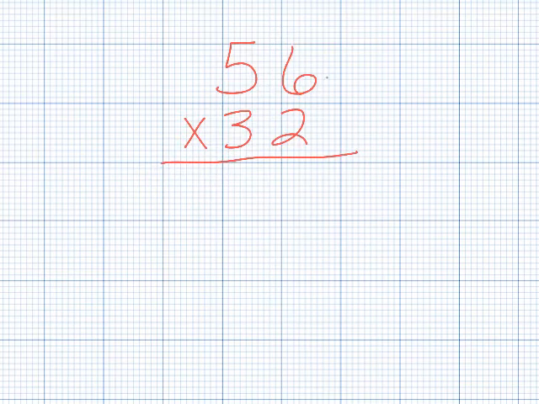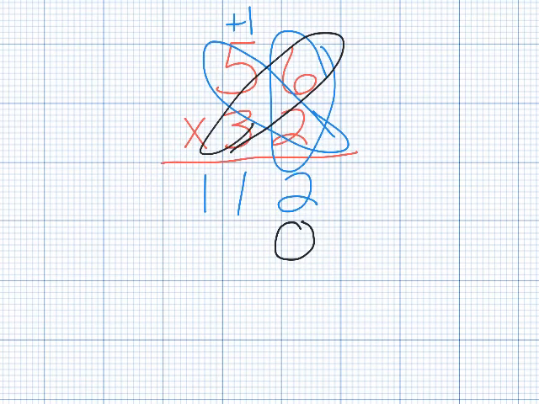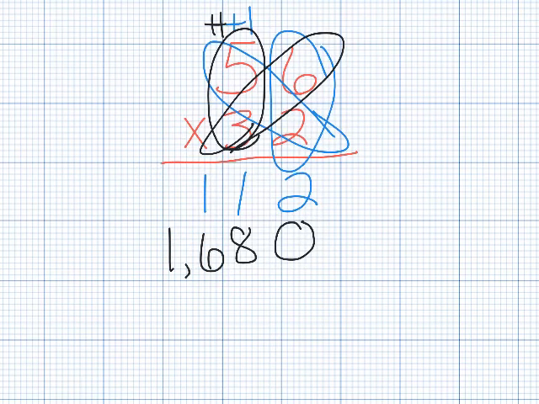Okay, we start in the ones column. 6 times 2 is 12. Regroup the 1. 2 times 5 is 10. Plus 1 is 11. Again, don't forget your placeholder. Move over to the tens column. 3 times 6 is 18. Put your 8 down there. Regroup the 1. 3 times 5 is 15. Plus 1. 15 plus 1 is going to be 16.